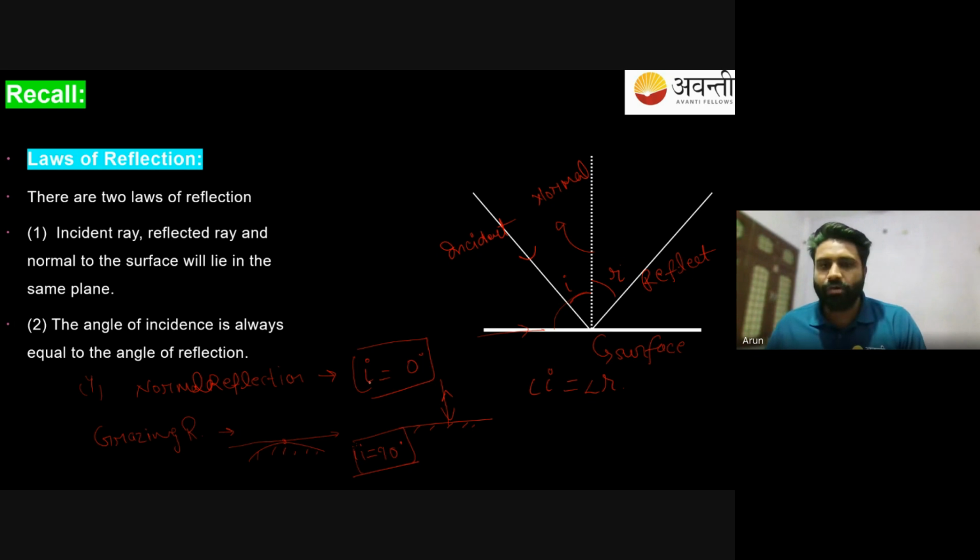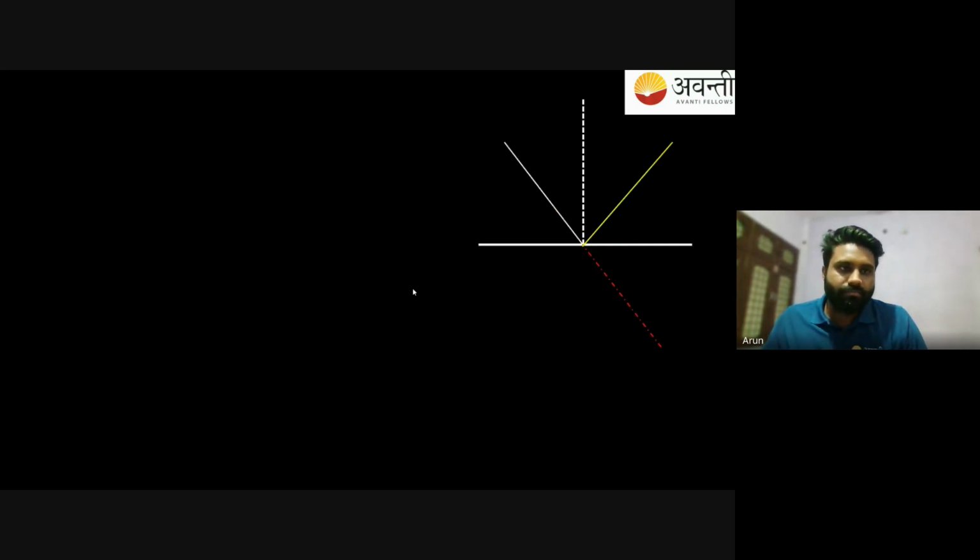Normal reflection में क्या होगा? When I is 0, normal to the surface, going back normal to the surface. Grazing reflection में क्या होगा? It is touching the surface, moving tangentially to the surface. I is 90 degree. Okay. Any problem? Just ask in the chat box.